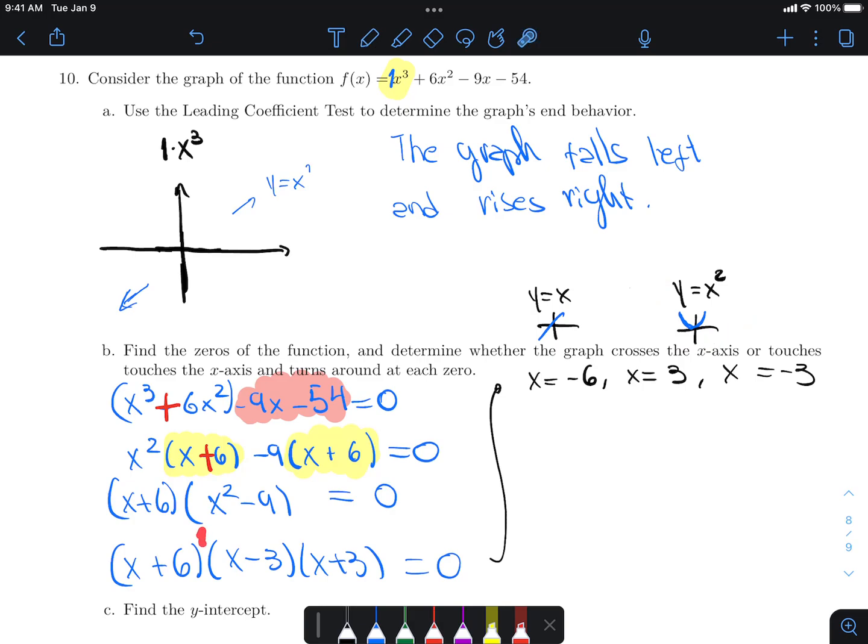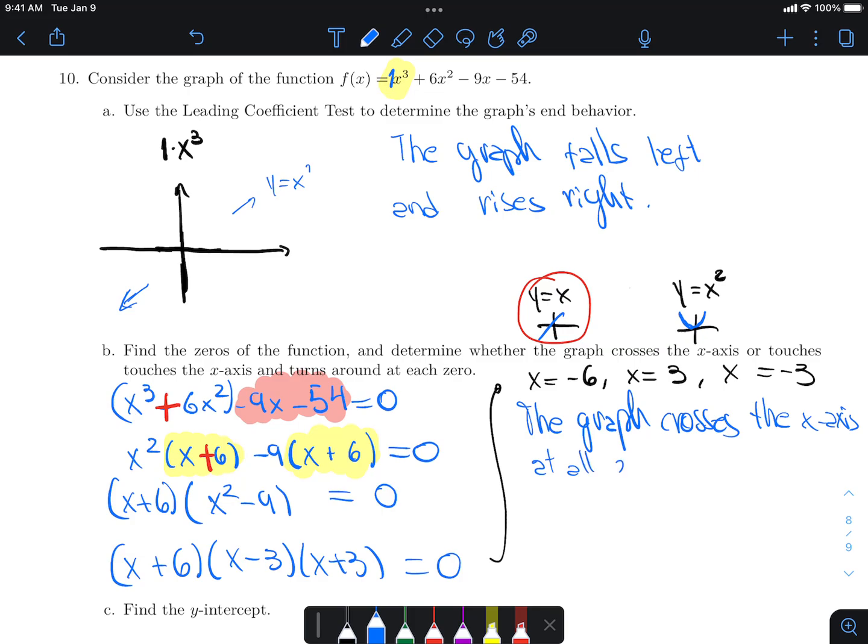So in all cases, all powers here are 1. All three zeros have a power of 1. So multiplicity is 1. So this is what happens. The graph crosses the x-axis at all zeros.